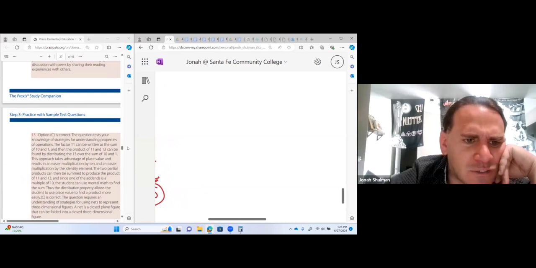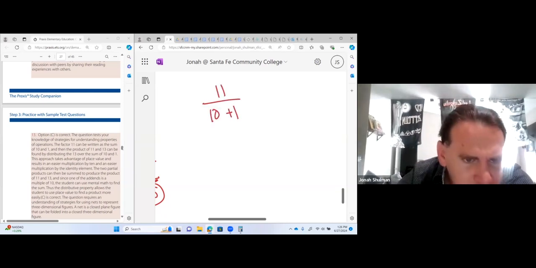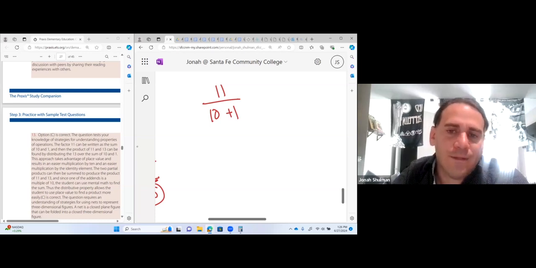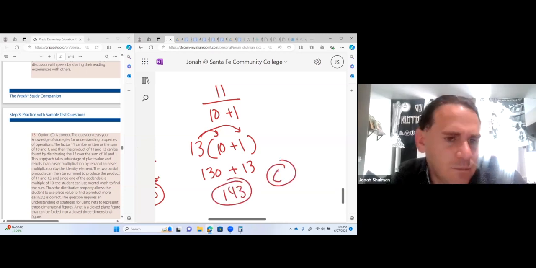This question tests your knowledge of strategies for understanding the properties of operations. The factor of 11 can be written as the sum of 10 and 1. I agree with that. And then the product of 11 and 13 can be found by distributing 13. Oh, okay. So they want us to break this down into 13 times 10. I just did it for one number instead of them both. 13 times 10 is 130 plus 13. And we're left with 143, the right answer. That does make it easier. It is C. Okay, that makes sense.